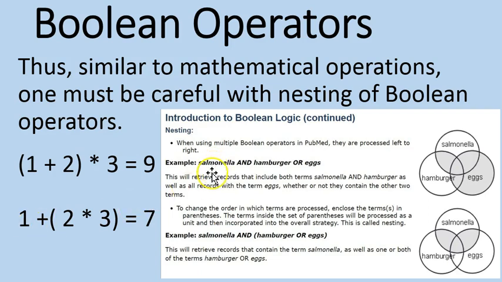Notice here is salmonella AND hamburger OR eggs. We get an unusual result. Whereas if we wanted salmonella AND (hamburger OR eggs), this might be more representative of the result we wanted.